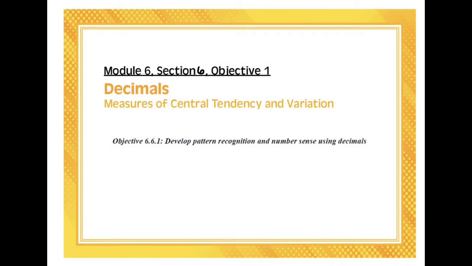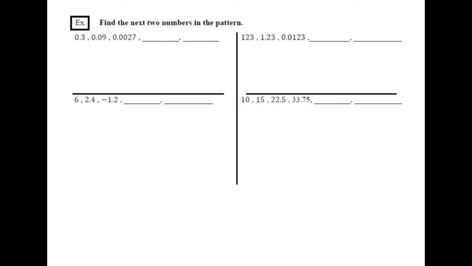Module 6, Section 6, Objective 1. We're going to develop pattern recognition and number sense using decimals. Okay, these may look similar to what we've done in the past. However, they are one step trickier because now we can add, subtract, multiply, divide, all that other kind of stuff, but we also now have decimals. And as you can see, negatives still play a part.